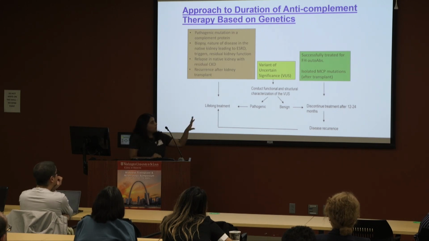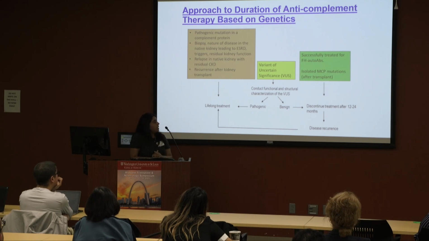On the right are the patients who may not need therapy, or may need it for a very short period of time. Those with acquired factors like factor H autoantibodies, if you're able to successfully treat them and they stay free from autoantibodies, may not need therapy. And then isolated MCP, which is membrane cofactor protein mutations.